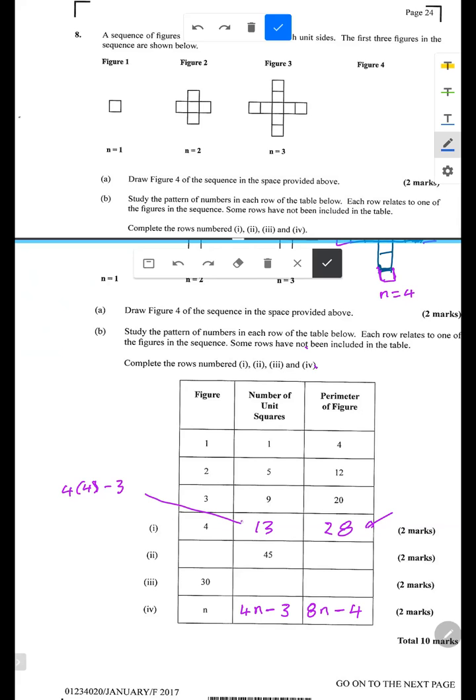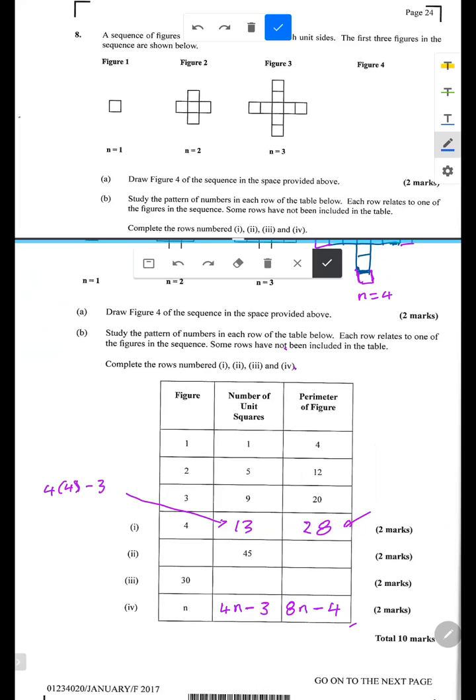Over here, it would be 8 times the figure number of 4, minus 4. 8 times 4 is 32, 32 minus 4 is 28. So you see the formula works.